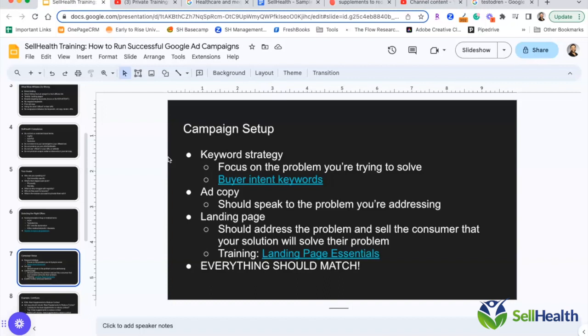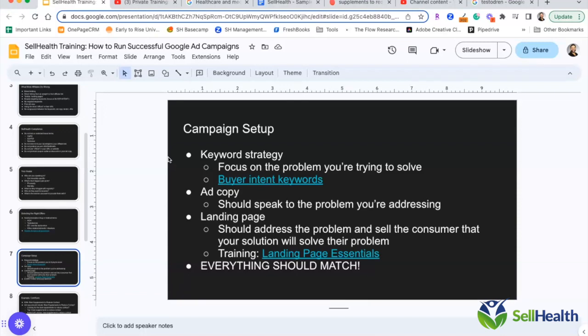Your keywords need to focus on the problem that you're going to solve. The ad copy in your actual pay-per-click ad should speak to the problem that you're addressing. The landing page should convince the consumer that you can help solve the problem that they searched for in the keywords, right? So keyword matches the ad copy matches the landing page, and then the landing page should match the offer that you're selling.